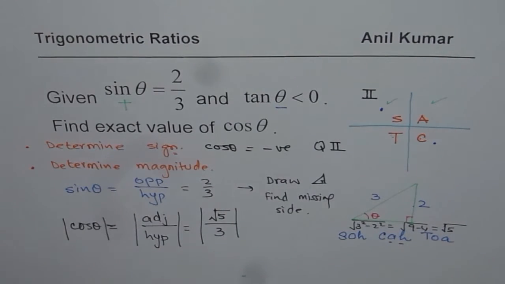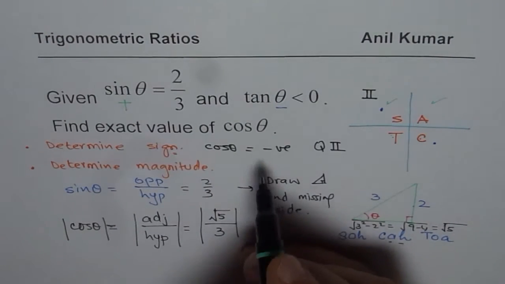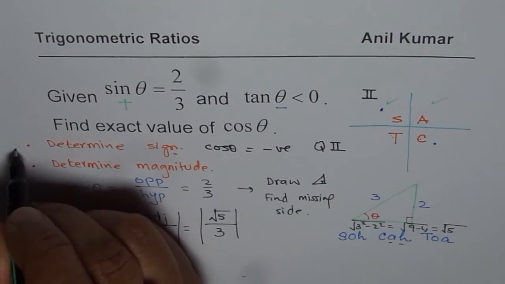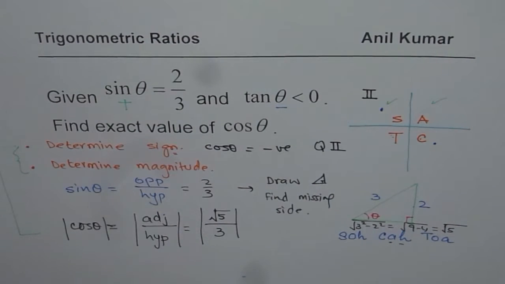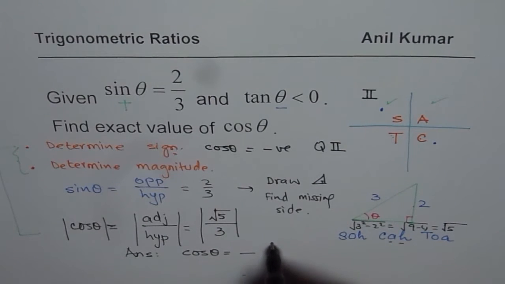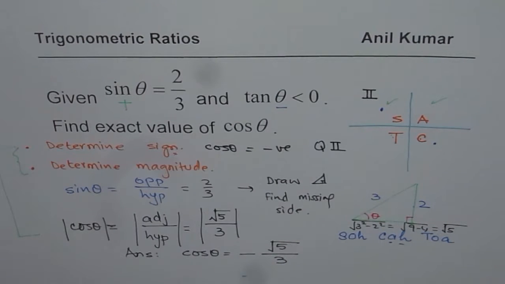Now, we have to combine the two things. We know it should be negative since we are in quadrant 2, right? So we combine these two things, and when you combine them, you get your answer. So you get your answer as cos theta equals negative square root of 5 over 3. You get the idea, right? So this is how you could actually solve it.